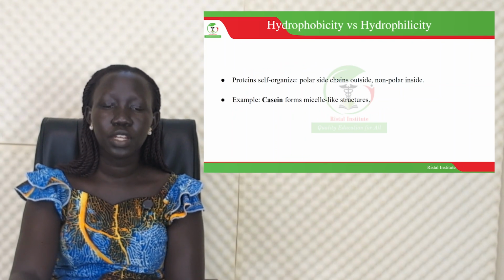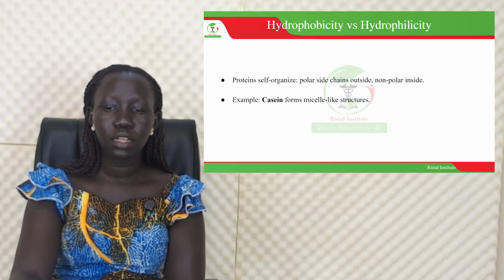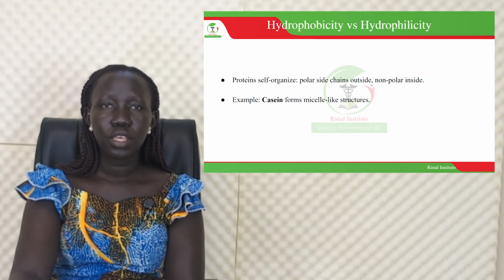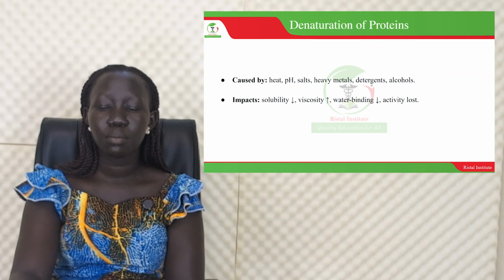Hydrophobicity and hydrophilicity. We noted that we have the hydrophobic and the hydrophilic amino acids, and the proteins are self-organized. You find that the polar side chains are facing outwards and the non-polar side chains are inwards. The example here we have is casein, which forms micelle-like structures. Casein is a milk protein.